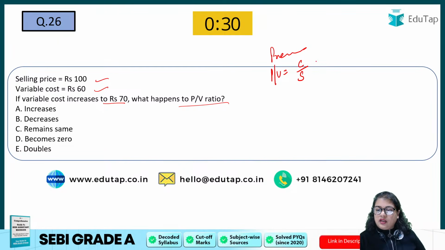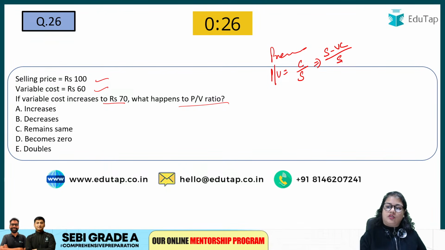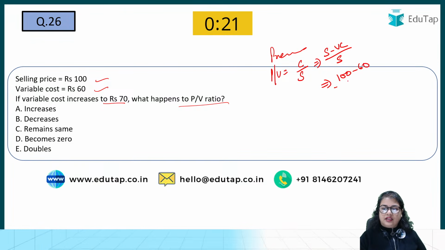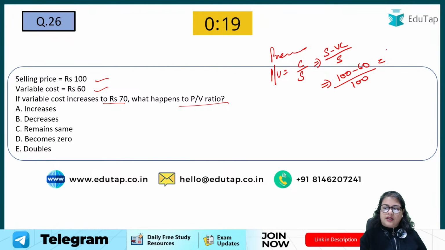Contribution upon sales. Contribution is what? Sales minus variable cost upon sales. So that will be how much? 100 minus 60 divided by 100. So that will be 40 divided by 100. So it will be 40%. Right? The previous PV ratio.